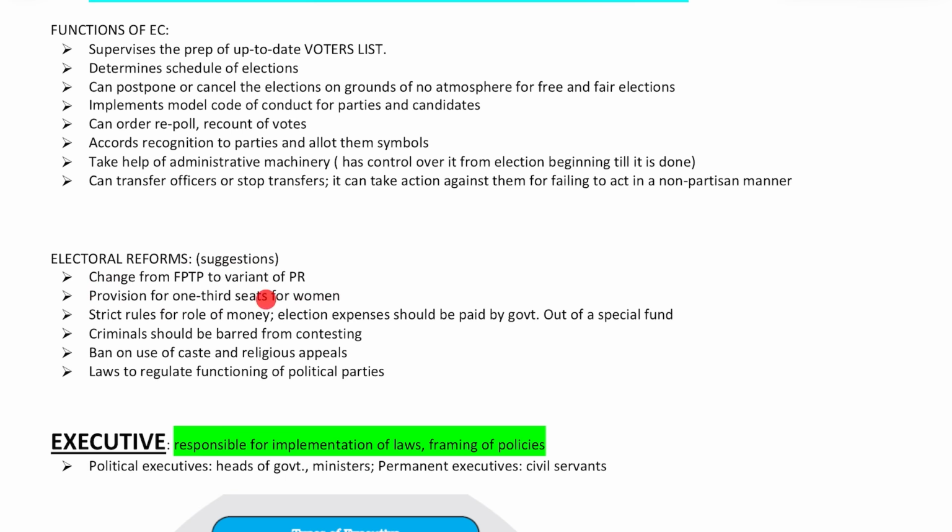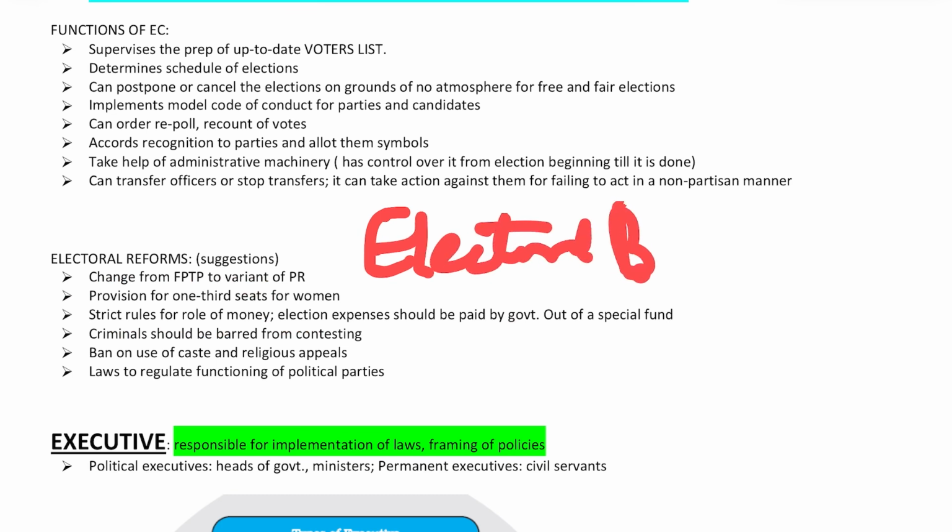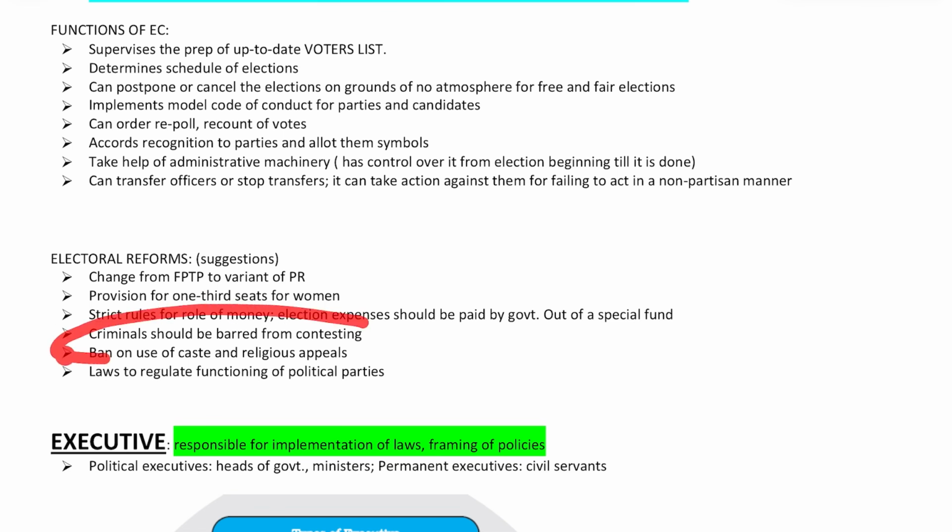The strict rule for role of money. Election expenses should be paid by the government out of a special fund. So electoral bonds were also in use last year. Then criminals should be barred from contesting. Ban on the use of caste and religious appeals. The laws to regulate functioning of the political parties.